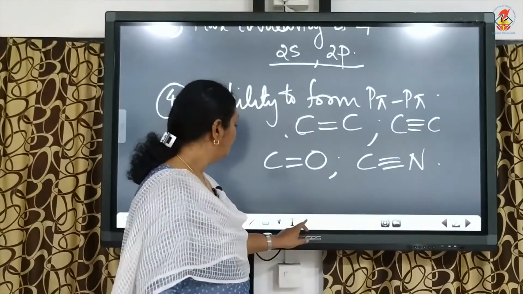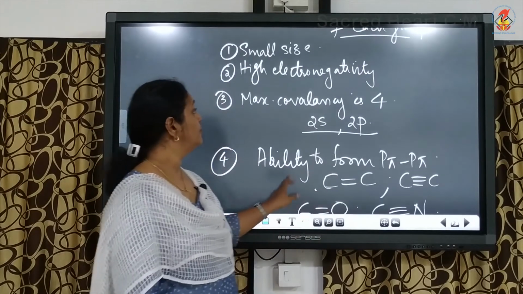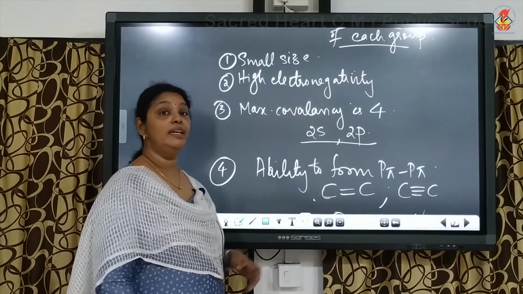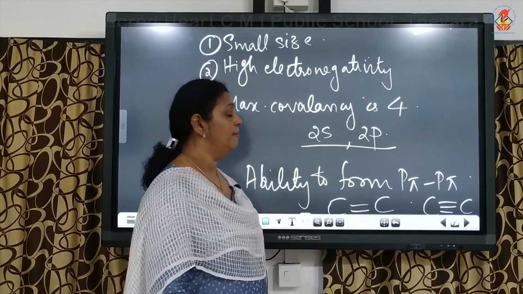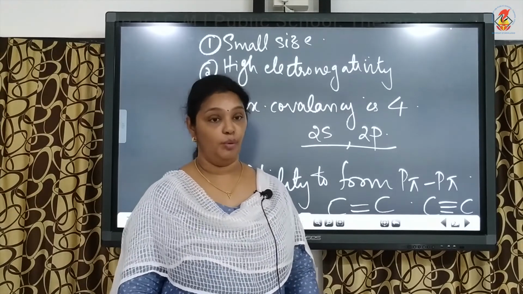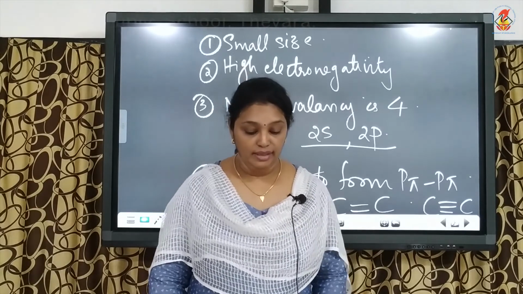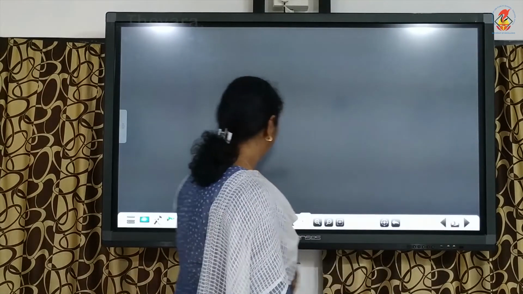So these are the four reasons which make the first element of second period show anomalous properties: small size, high electronegativity, maximum covalency 4, and the last is ability to form p pi multiple bonds. Now next let us see about the chemical reactivity of elements.